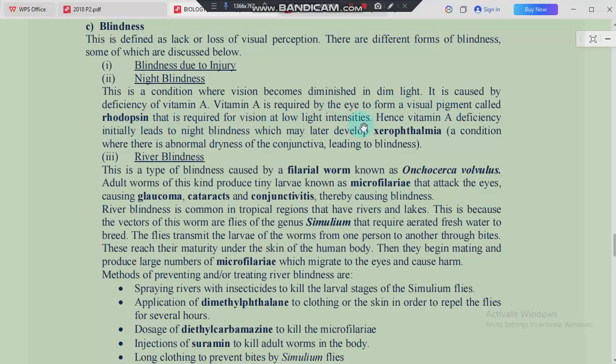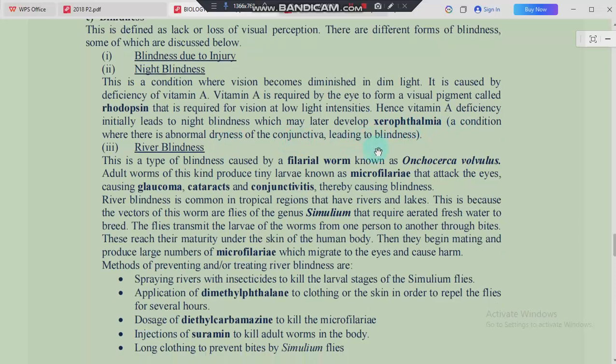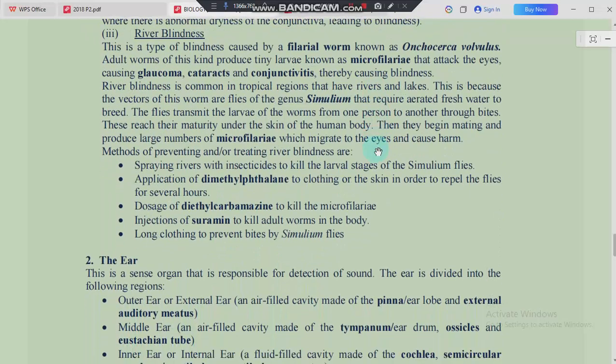So when a person has night blindness, they are simply lacking vitamin A, which is required by the eye to form the pigment needed for vision at low light intensities. A vitamin A deficiency leads to night blindness, which may later develop into xerophthalmia, a condition where there is abnormal dryness of the conjunctiva leading to blindness. So this is how serious it is. I hope you have been eating food that is rich in vitamin A.